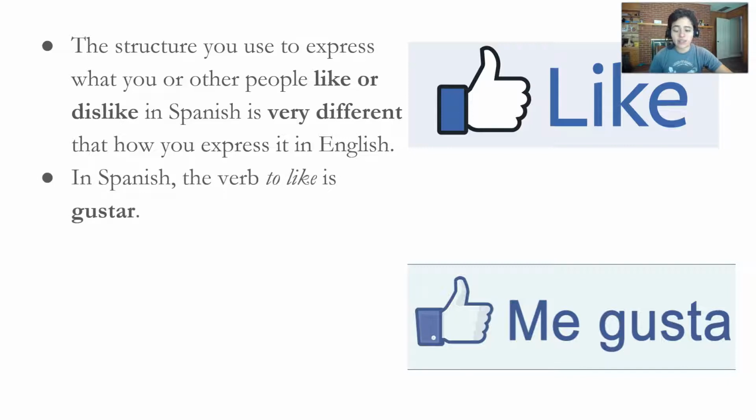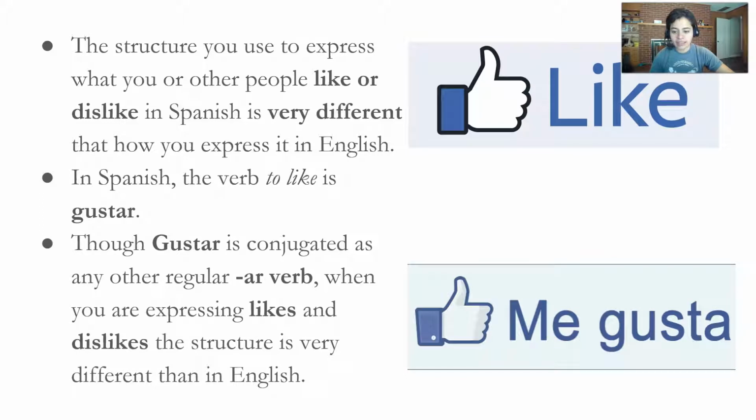In Spanish, the verb to like is gustar. And even though gustar is conjugated as any other regular AR verb, when you're expressing likes and dislikes, the structure is very different than English. So try to forget how likings work in English, because this is not going to help you in Spanish. It's going to be an obstacle. Don't try to translate it literally. Memorize this structure, and if you memorize it, this is going to help you a lot. We're going to see how the structure works bit by bit.